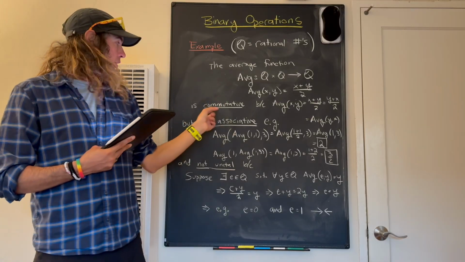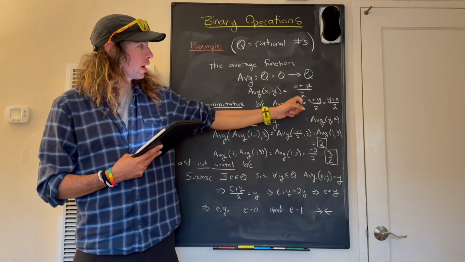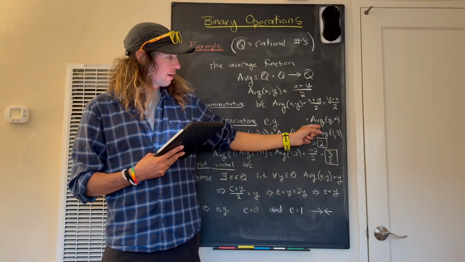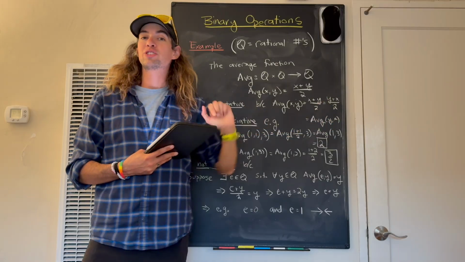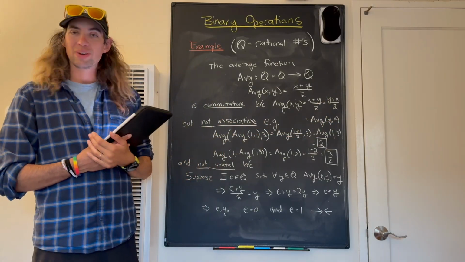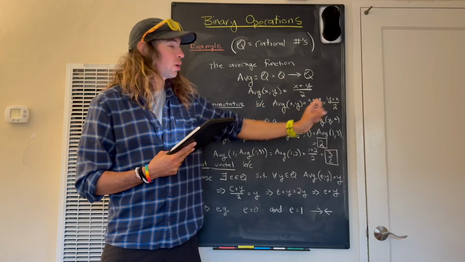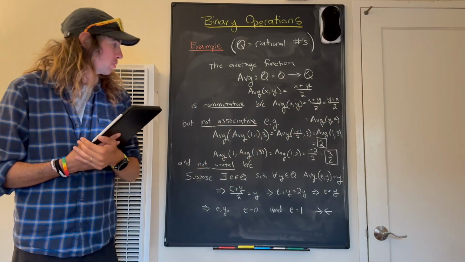Okay, so why is it commutative? Well, the average of x and y is (x plus y) over 2, and the average of y and x is (y plus x) over 2. And because addition is commutative in the rational numbers, these two are equal. Excellent, so that was not so bad.